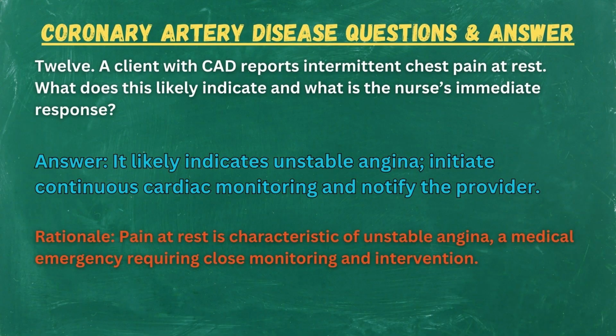12. A client with CAD reports intermittent chest pain at rest. What does this likely indicate, and what is the nurse's immediate response? Answer: it likely indicates unstable angina. Initiate continuous cardiac monitoring and notify the provider. Rationale: pain at rest is characteristic of unstable angina, a medical emergency requiring close monitoring and intervention.